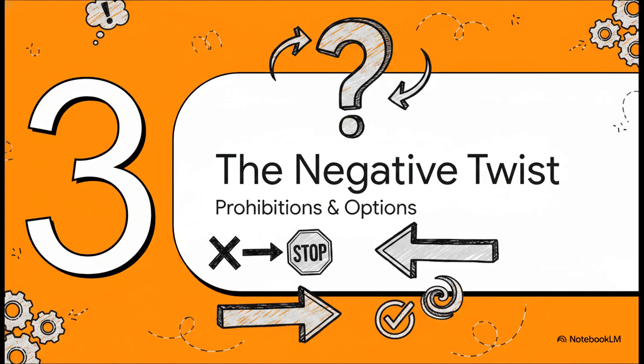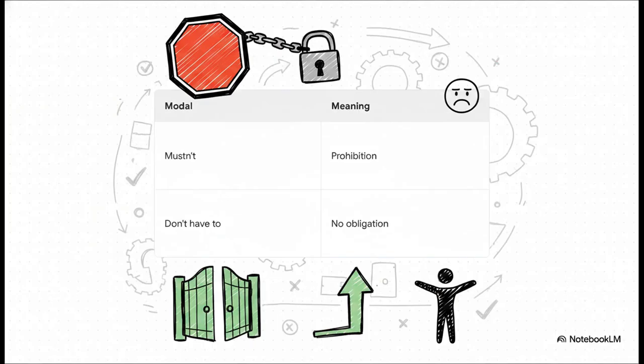Section 3. The negative twist. Okay, here is the plot twist, and you really need to pay attention to this one. While must and have to are incredibly similar in the affirmative, their negative forms are complete and total opposites. Mustn't is a strict prohibition. It means do not do this under any circumstances. But don't have to? That simply means an absence of obligation. It means something is completely optional.